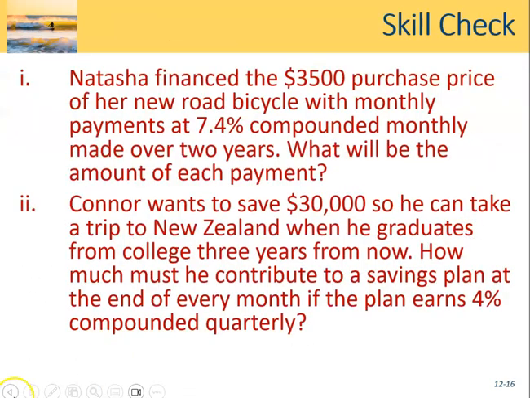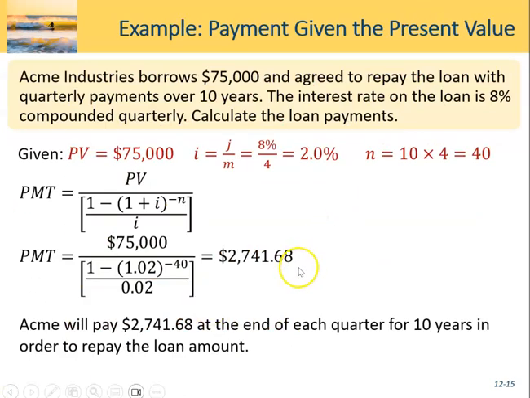Again, they have a mathematical calculation. Acme Industry borrows $75,000 and agrees to repay the loan with quarterly payments over the next 10 years. The interest rate on the loan is 8% compounded quarterly. So their payments are quarterly and the compounding is quarterly.